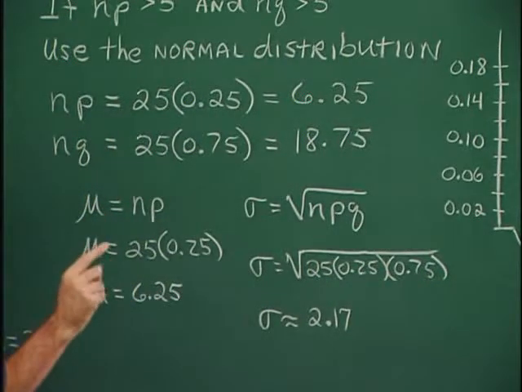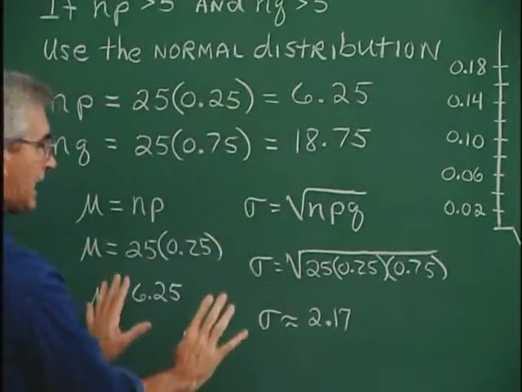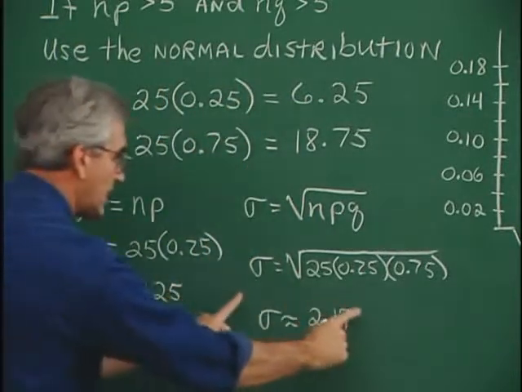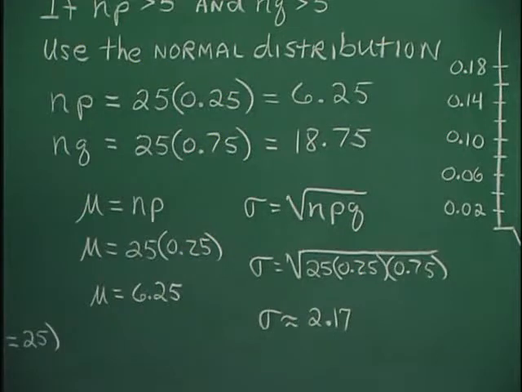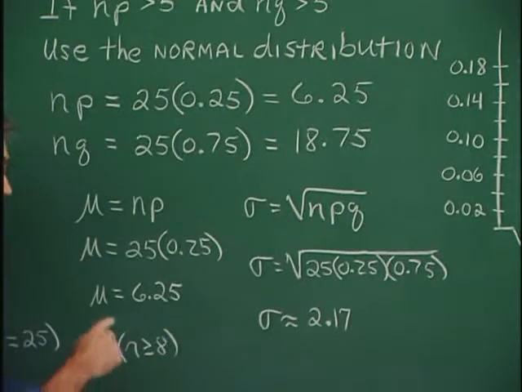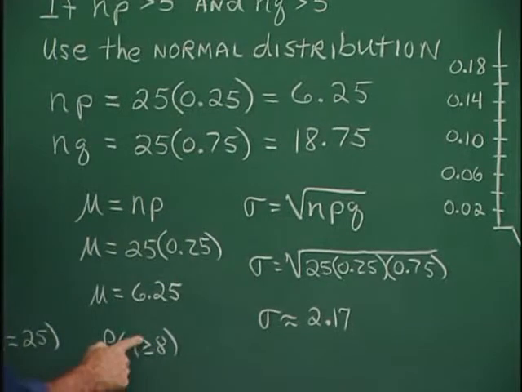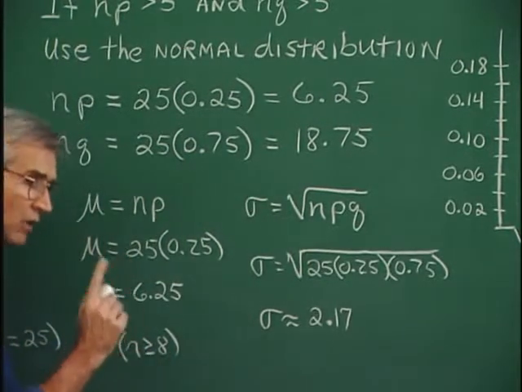Now it would seem at this point that we're thinking, okay, we're outlining our problem here. This is the mean and standard deviation we're going to use in the normal distribution. That's fine. And for the problem here, we were talking about the probability that r, the number of successes, is greater than or equal to 8. And it would seem that what we're going to calculate using the normal distribution is an x that's greater than or equal to 8. But not quite.